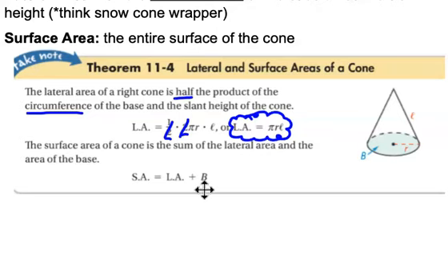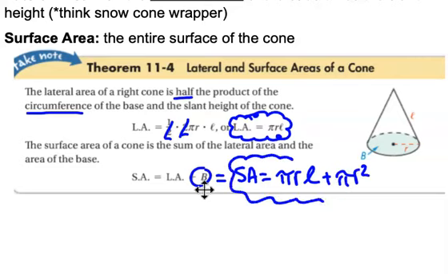Then the surface area of the cone is LA plus B, but we can do better than that. The surface area is going to be LA, but LA is pi r L, and capital B, well, this is a circle, so it's going to be pi r squared, the area of that base. So this is the best formula for surface area of a cone, pi r L plus pi r squared. That's the one that you would want written down. The only two things that ever change in that are R and L. That's about it. So let's move on.